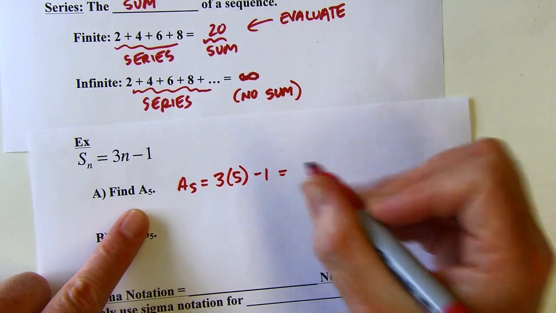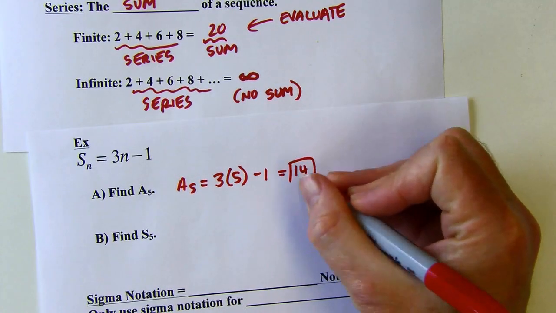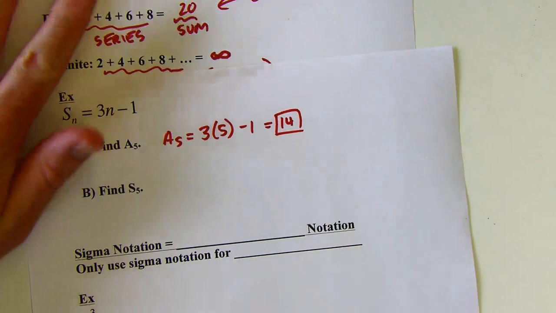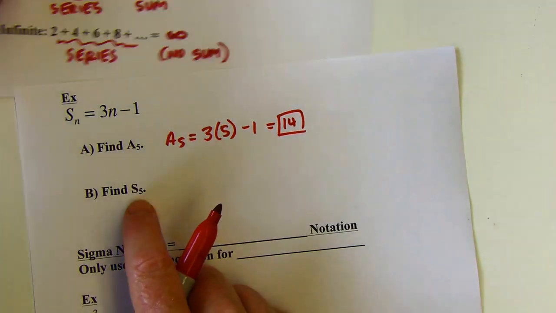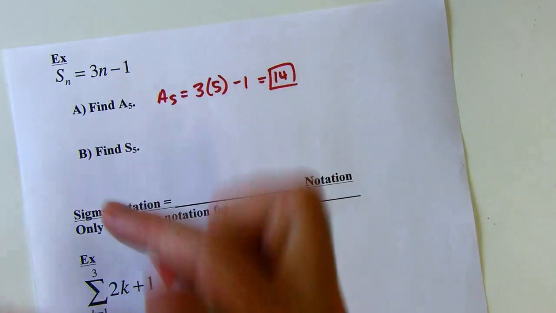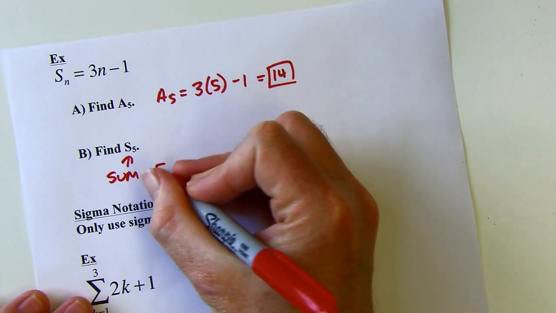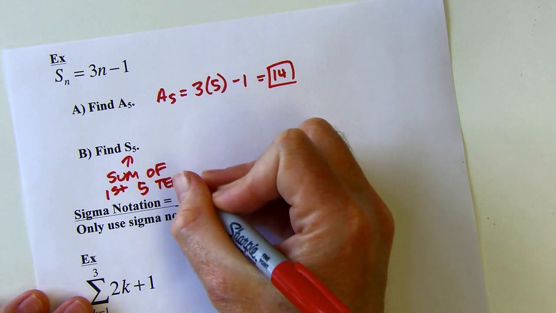for n. So 15 minus 1 would be 14. Okay, so there's A sub 5. There's the 5th term in my sequence or series. Now this says find S sub 5. So this means find the sum of the first 5 terms. That's what this is telling me to do.